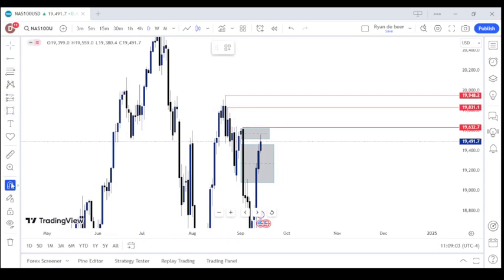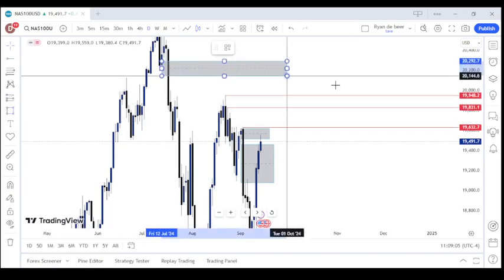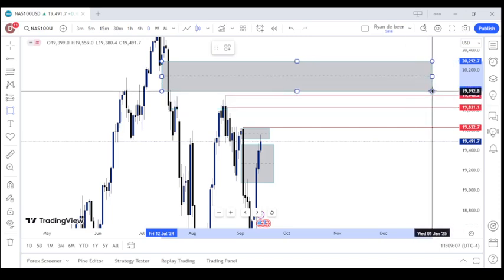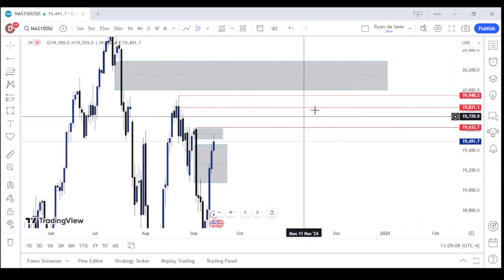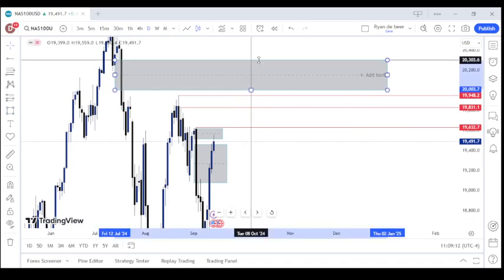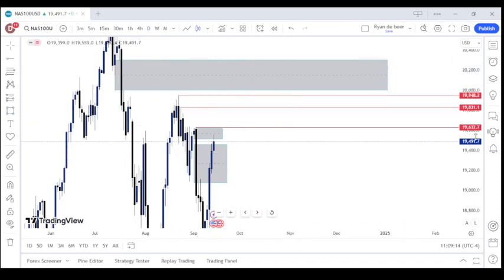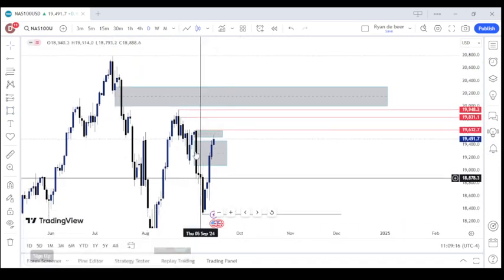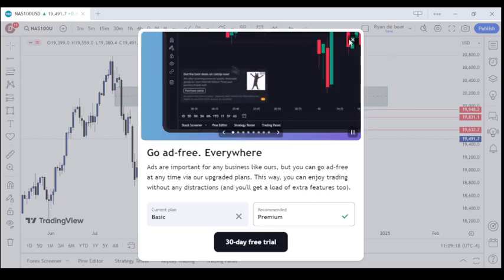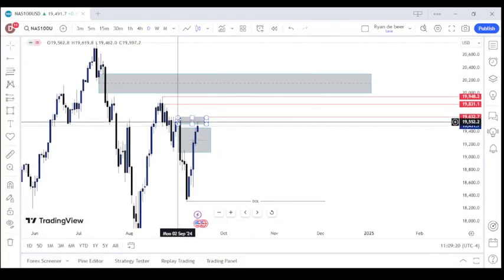If you look a bit closer, we do also have this bearish daily fair value gap that we did not yet tap into, so I might be looking at price reaching a bit higher there. So yeah, let's see what happens.